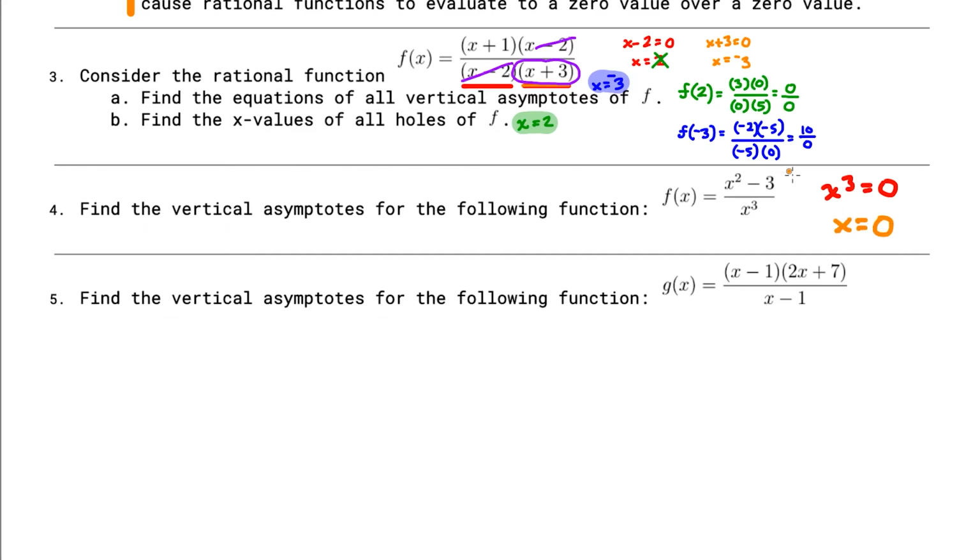And next thing you have to do is actually plug it in to this function. Is f of 0 a non-zero over 0? Well, it would be 0 minus 3 divided by 0 cubed. Okay, this would be a non-zero over zero. So because of that, that would be your answer for the vertical asymptote, is that x equals 0.